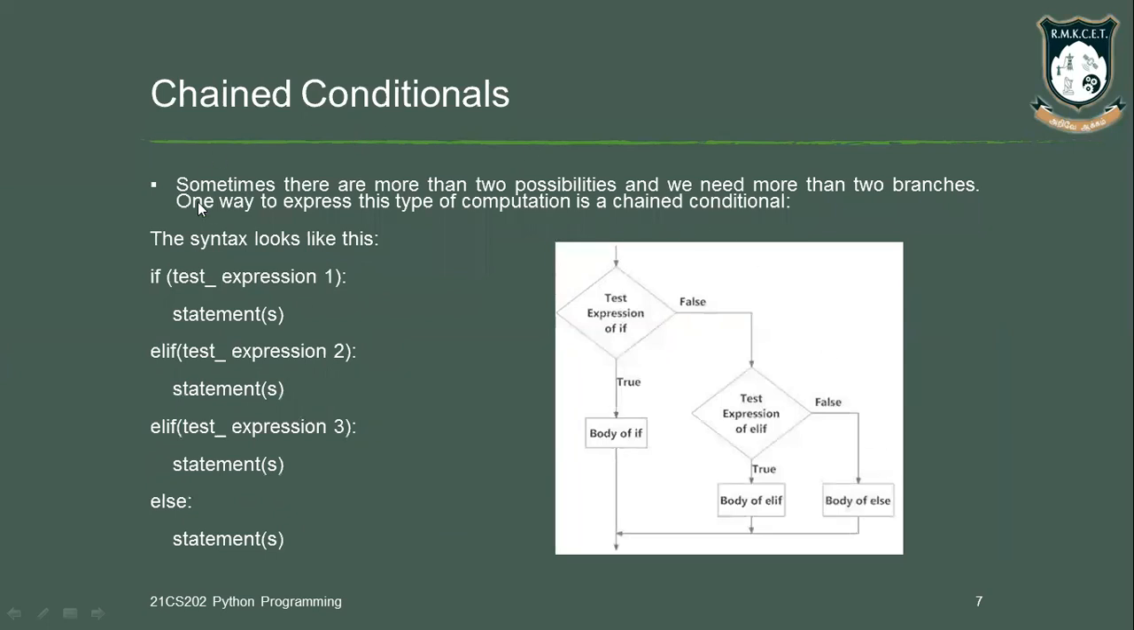The third one is a chained conditional. Sometimes there are more than two possibilities and we need more than two branches. One way to express this type of computation is a chained conditional. Just look at the syntax.